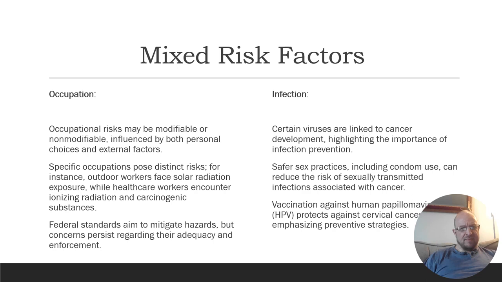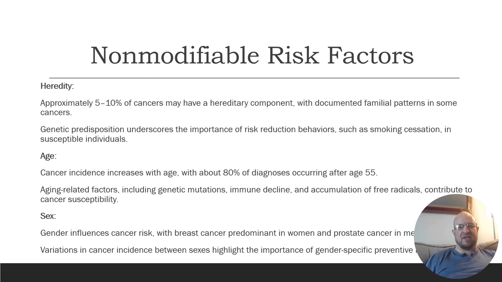Non-modifiable risks, and remember, non-modifiable means you cannot change the risk. So smoking would be modifiable because you can stop. So hereditary, 5 to 10% of cancers have a hereditary component. A genetic predisposition, age, can't change that. So cancer incidence increases with age, with about 80% of diagnoses over 55. Age-related factors, as we age, is basically we start dying when we're born. But as we age, there can be some genetic mutations, immune decline when we get older, and accumulation of free radicals contributing to cancer susceptibility.